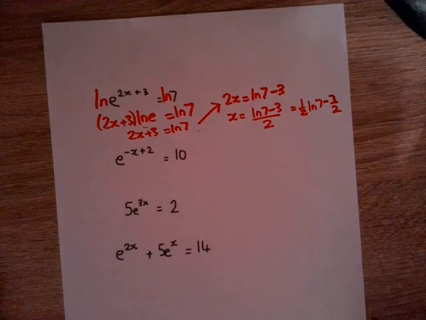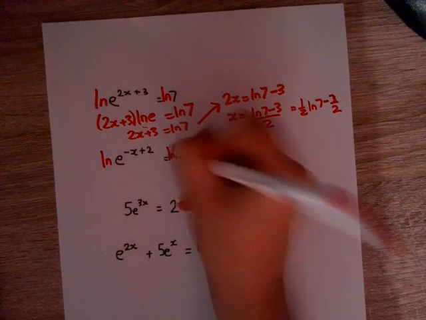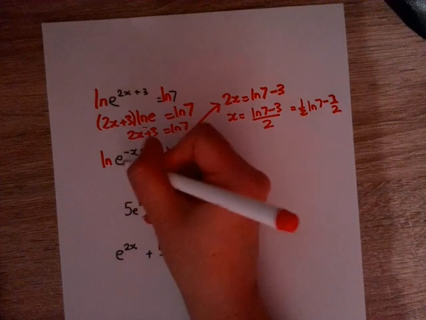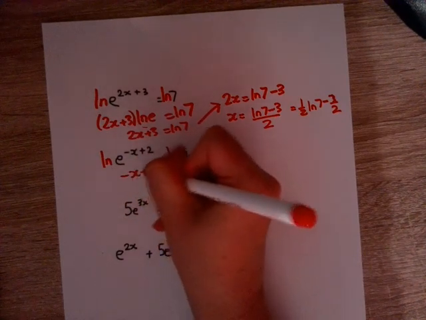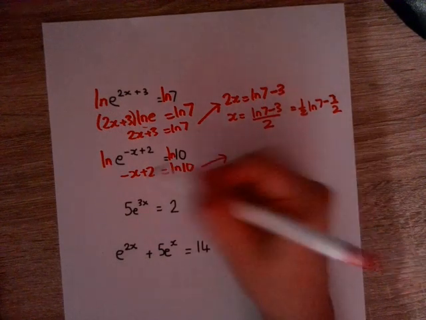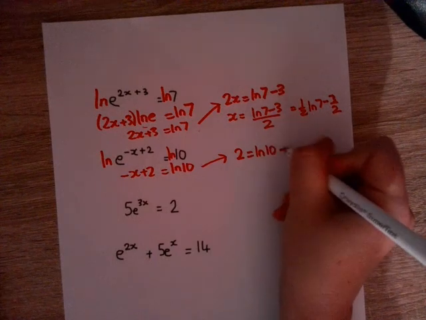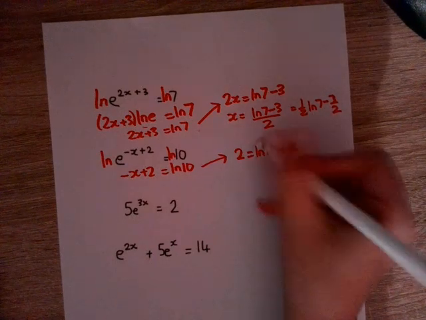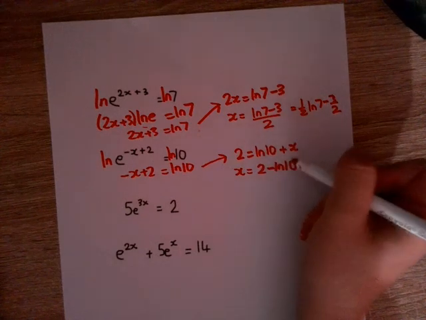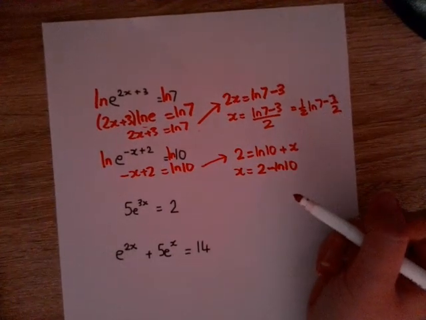So the next one, again, let's learn both sides. So that's just going to give you the power, because if you brought that in front, ln e is just 1 anyway, so you're going to get minus x plus 2 equals ln 10. So carrying on from that, if we add the x over to make it positive, you'd get ln 10 plus x, and then you'd have to minus ln 10, so x equals 2 minus ln 10. So again, that would be your exact answer, but if it wanted it rounded, you'd have to work it out.